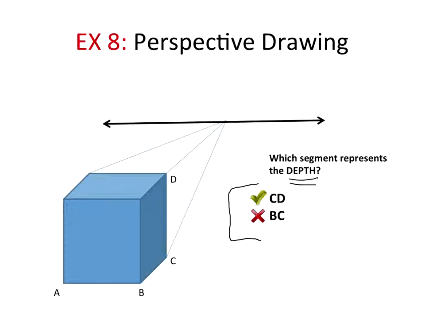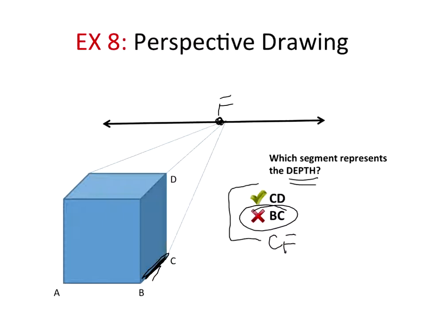Good job. What do you guys think in the room? BC is correct, yes. What if I put a letter back here, like F, and I said that CF was also an option? Does it change anything? The answer is no. It doesn't change anything. BC is still the depth of your shape. Does that make sense?